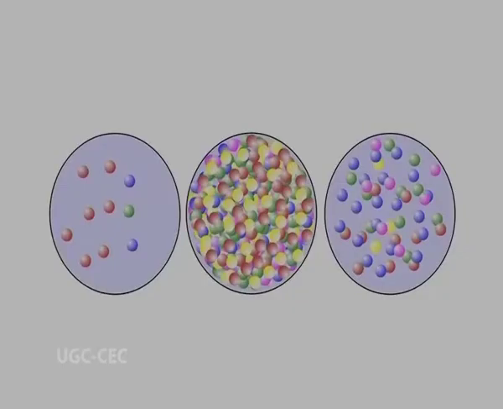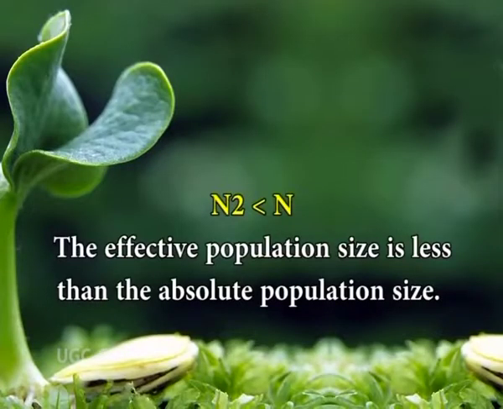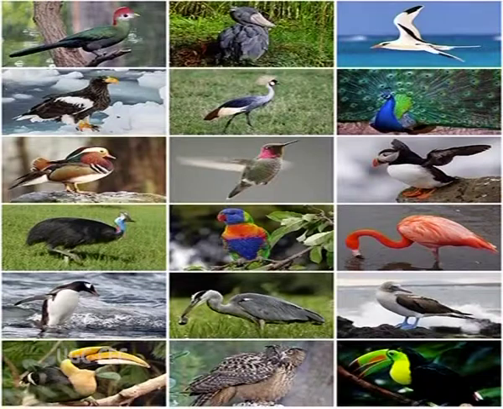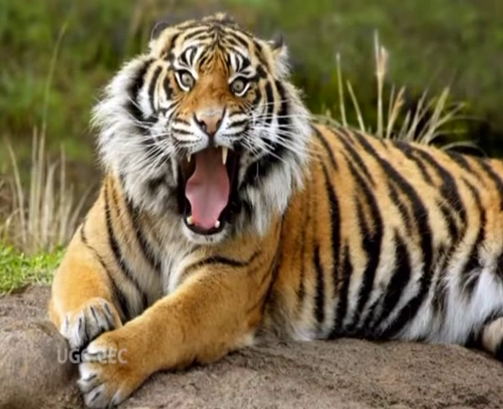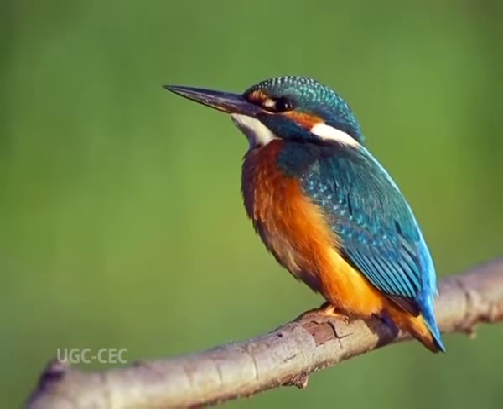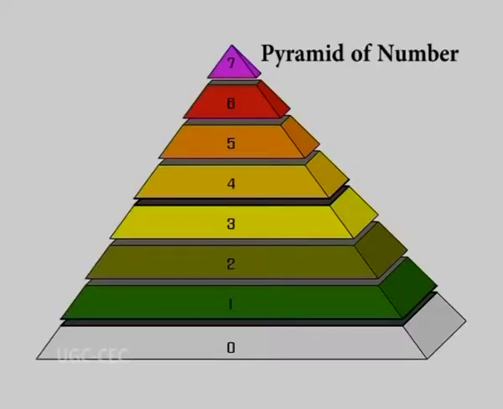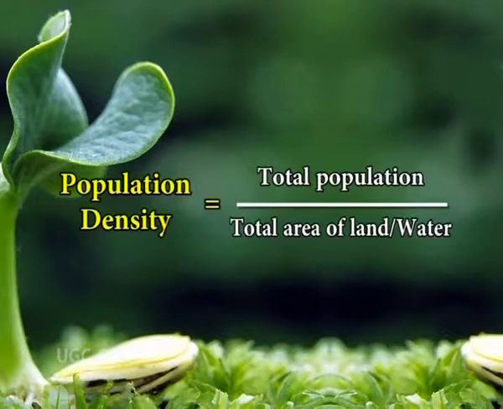The size of population can be decreasing, increasing or simply constant. Effective population size is generally seen to be less than absolute population size. The size of population depends on factors like carrying capacity of ecological niche and genetic drift. Statistically, a population of species of larger sizes is smaller than population of species with smaller sizes, thus forming the pyramid of number. The size of a population in a particular unit of area is called the population density, derived by dividing the total population by the total volume of space acquired by it.